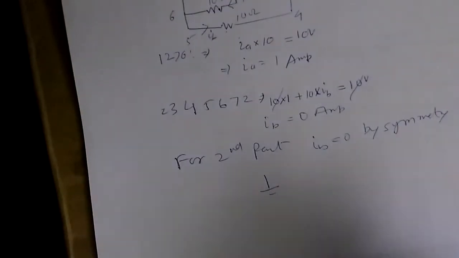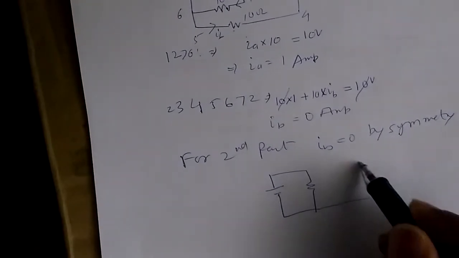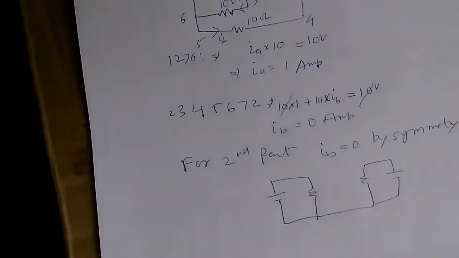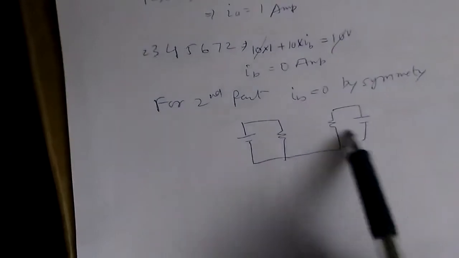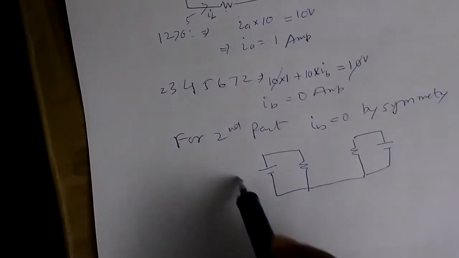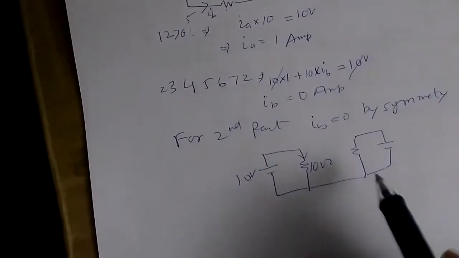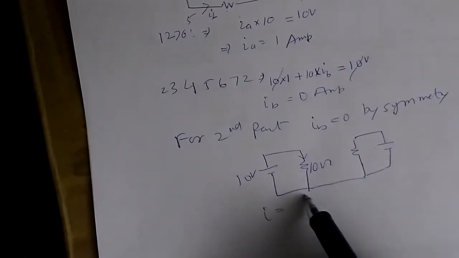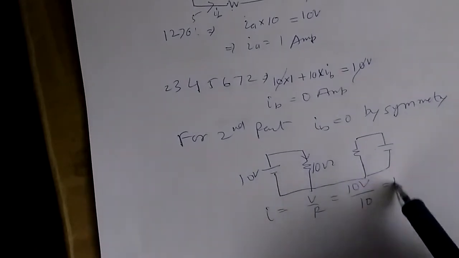This voltage, this resistor, and then this resistor, and then this battery. Now we can apply Kirchhoff voltage law in this loop, and both loops are the same. So this is 10 volt, this is 10 ohm. We don't need to find the current in this resistor, C. So this current I will be equal to V by R, or 10 volt divided by 10, equal to 1 amp.